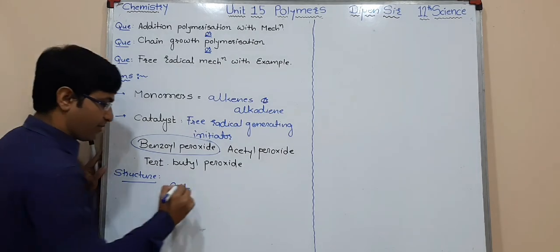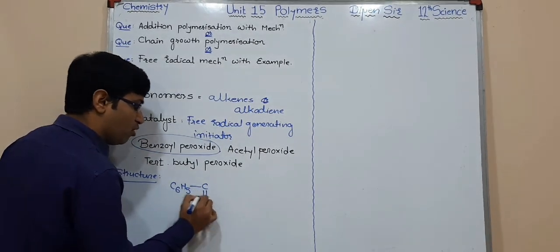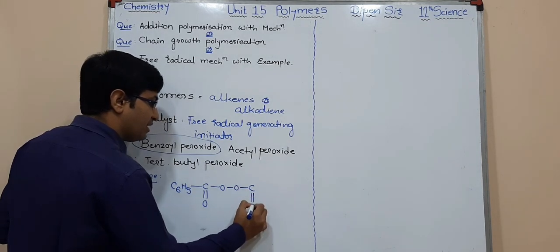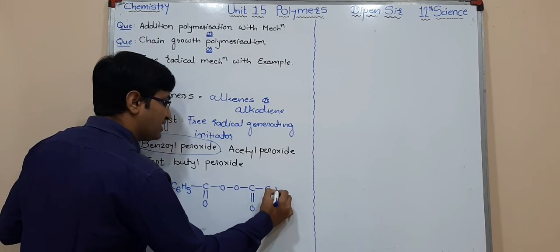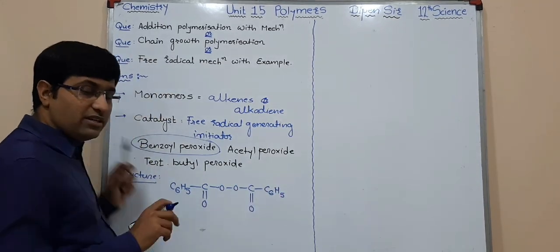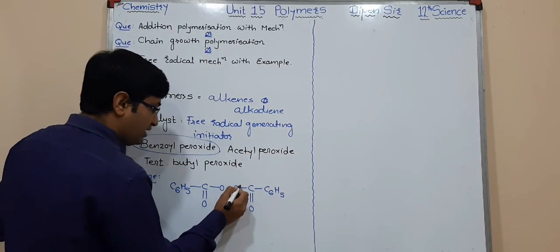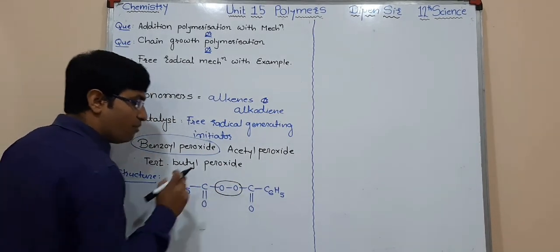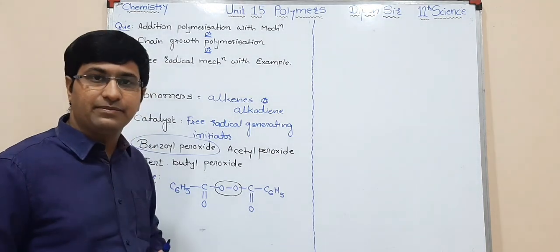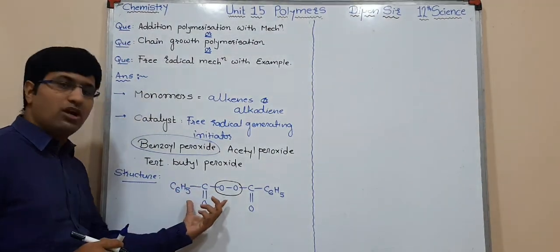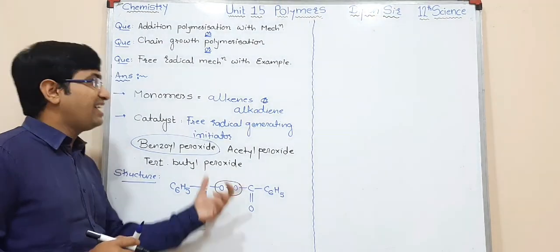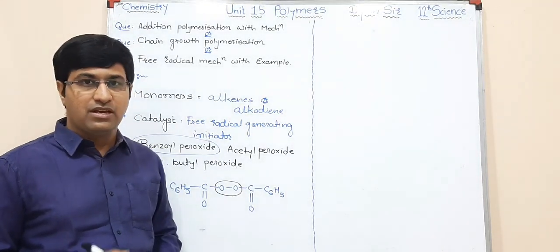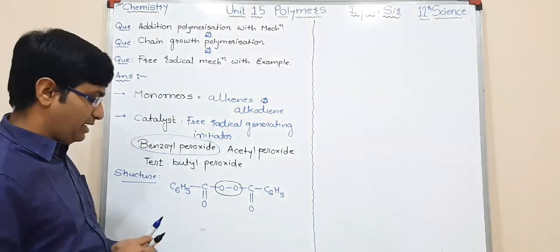C6H5, C double bond O, O, O, C double bond O, C6H5. Students, you are aware that here the oxygen has oxidation number -1, and this form is known as a peroxide. So we can use benzoyl peroxide as a catalyst in addition polymerization or chain growth polymerization. Now let's move on to theory.